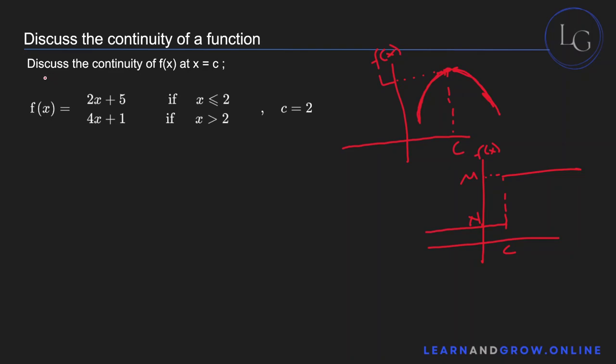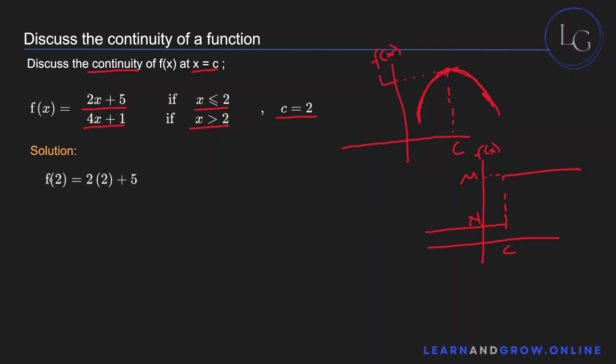Now the question states that we have to tell if the function is continuous or discontinuous at x is equal to C. In this particular example, C is equal to 2, so we have to find the continuity at x is equal to 2. The function itself, when x is less than or equal to 2, is 2x plus 5, but at x values greater than 2, the function is equal to 4x plus 1. So let's see what the solution is.